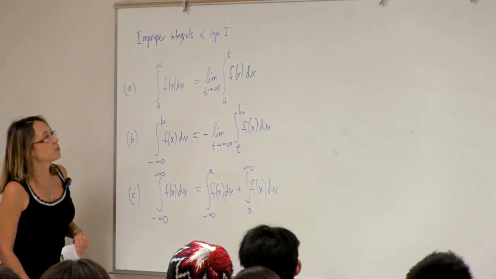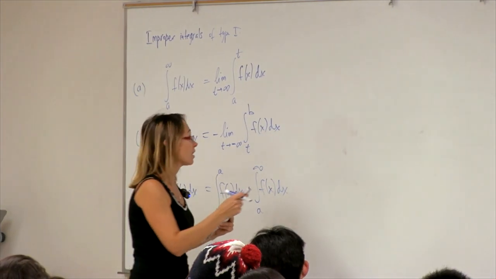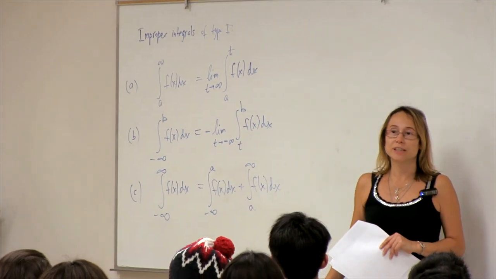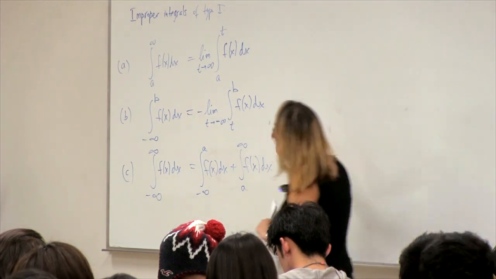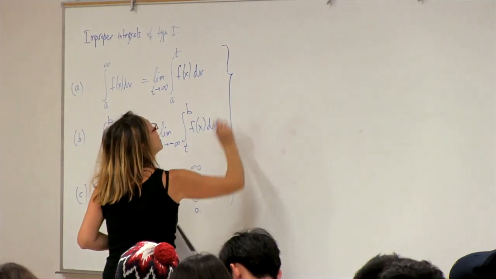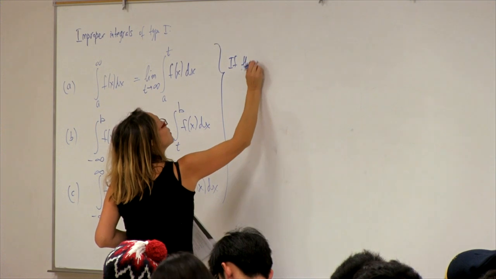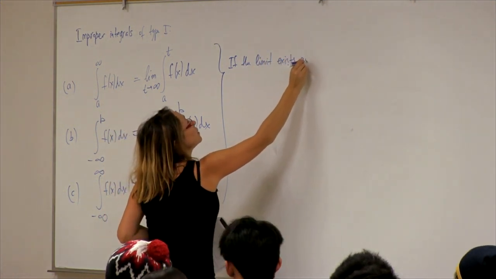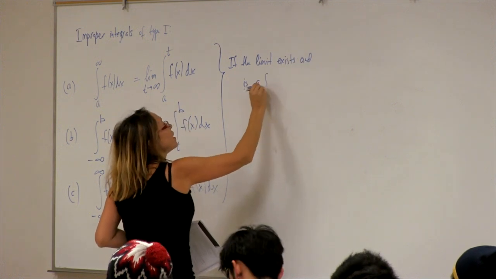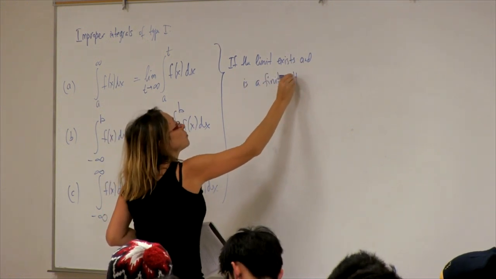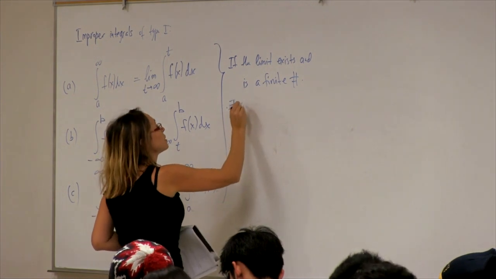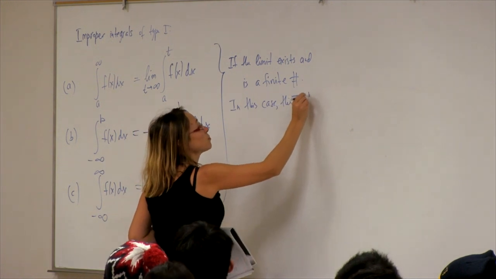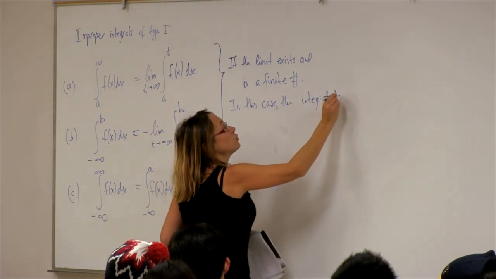So a very important thing to say is that this improper integral is only defined if the limit exists and is a finite number. So here I say if the limit exists and is a finite number. In this case, the integral converges.